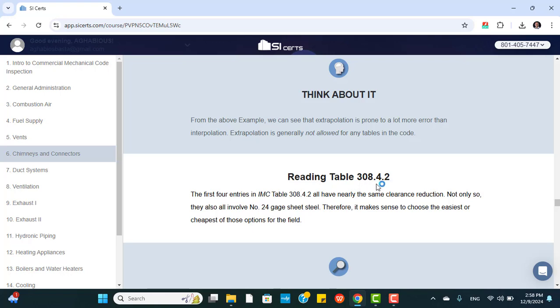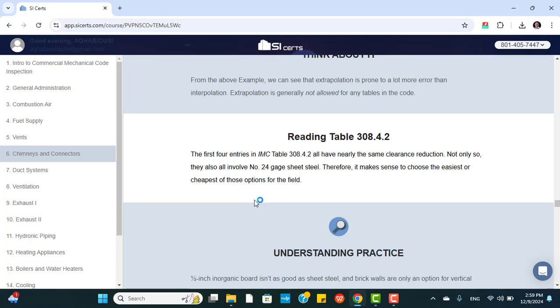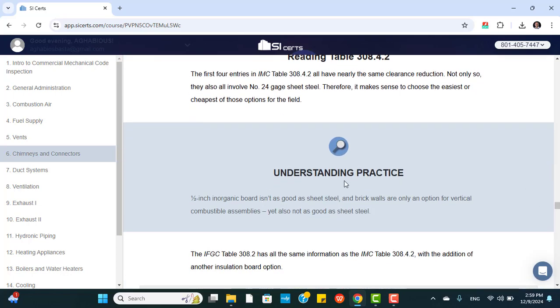Reading table 308.4.2, the first four entries in the International Mechanical Code table 308.4.2 all have nearly the same clearance reduction. Not only so, they also all involve number 24 gauge sheet steel. Therefore, it makes sense to choose the easiest or cheapest of those options for the field.